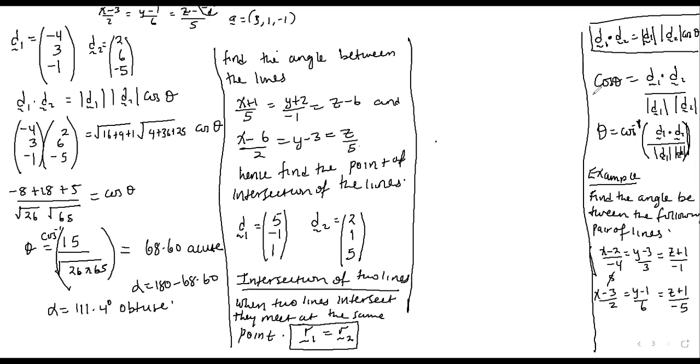What answer did you get? Theta is equal to 60.53, acute, and obtuse is 119.47. Okay. Now, they can ask you for the point of intersection, and they might give you the equations of the line in Cartesian form. So first extract them back into vector equations of a line.